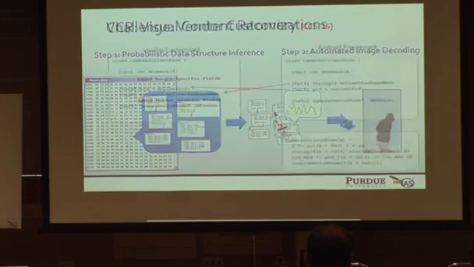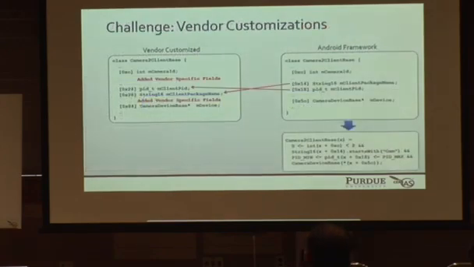Now, the probabilistic inference is important because VCR faces a pretty significant challenge. All of the different smartphone vendors out there, like LG, Samsung, HTC, they're all customizing the Android framework's camera software to their specific device.